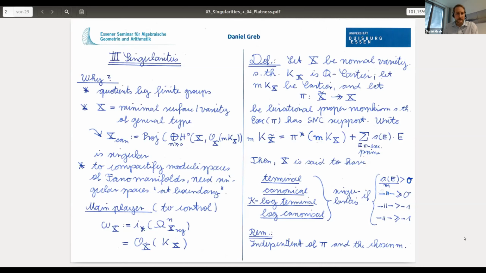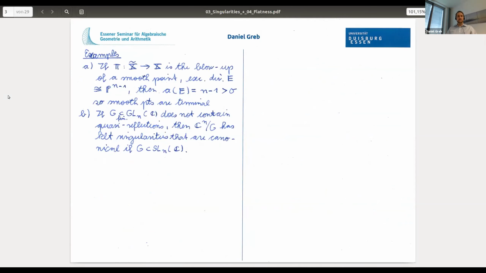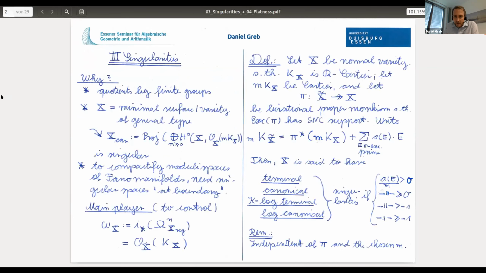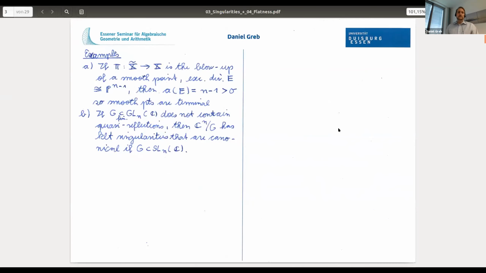These are the singularities you have to deal with in all these three situations which I put on the left. Okay, so let's try to get some feeling by looking at examples. What happens if I blow up a smooth point in a smooth manifold? Then the exceptional divisor is P^{n-1} if the dimension is n, and the discrepancy, these a's are called discrepancies, is equal to n-1, which is bigger than 0, since n is 2 or higher. So smooth points are as good as they get, they're terminal.